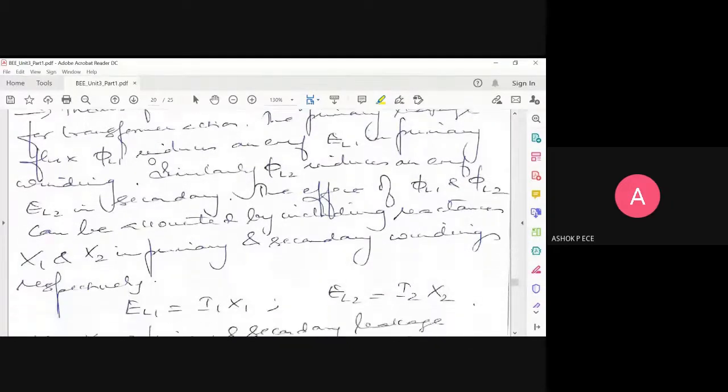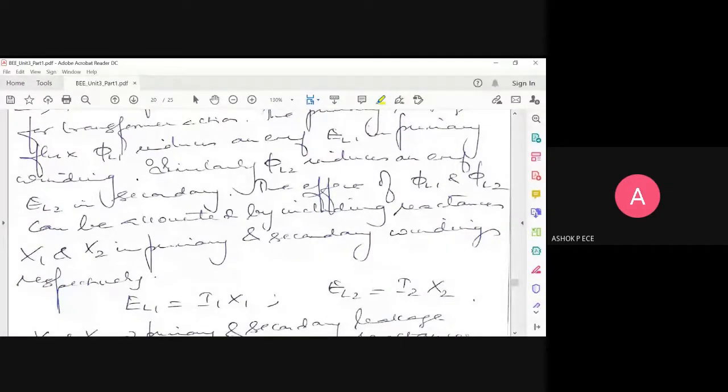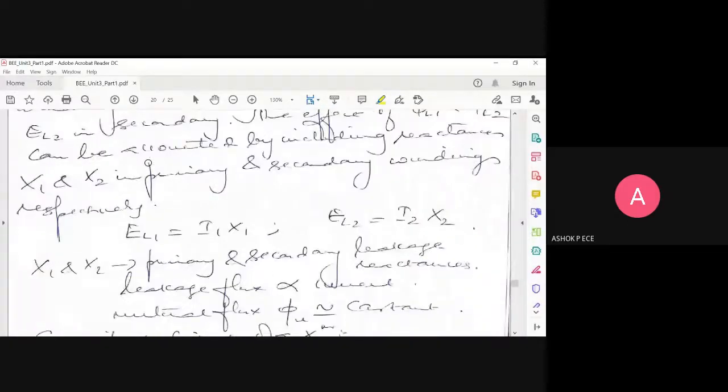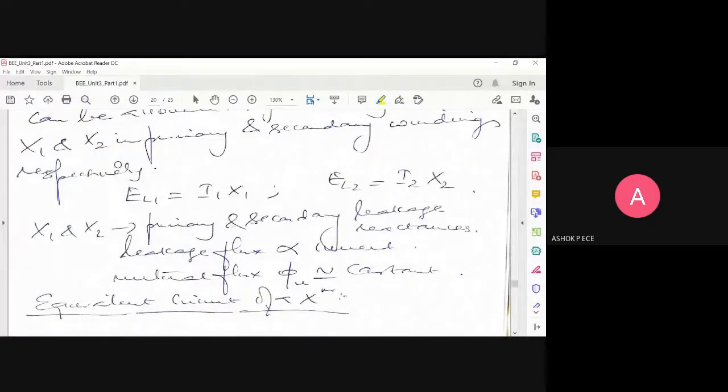So to indicate the effect of phi L1 and phi L2, or the flux leakage in primary and secondary, we are going to add additional reactance X1 and X2 in the primary and secondary winding. And the voltage across the winding is going to be EL1 equal to I1 into X1, EL2 equal to I2 into X2. So X1 and X2 are called the primary and secondary leakage reactance.